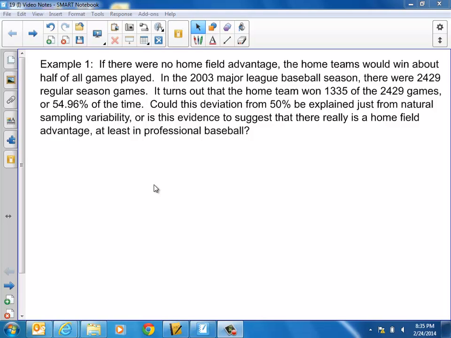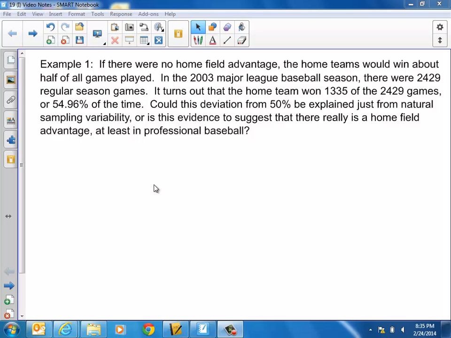Now, if we cannot conclude they are guilty, we don't say that they are innocent. We just can say that we cannot conclude that they are guilty. Same way here when we work with hypothesis testing. That'll make more sense here in just a second. All right, let's get started.